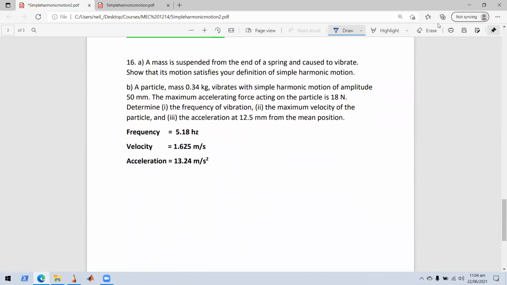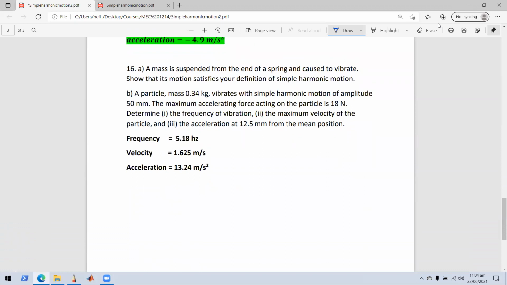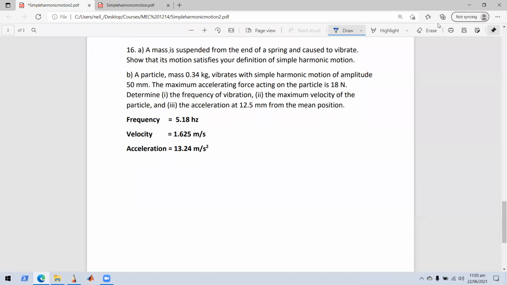Okay. So for number 16, I want you guys to do it. A mass is suspended from the end of a spring and caused to vibrate. Show that its motion satisfies your definition of simple harmonic motion. Let me just do part A, and then you guys will do part B. So part A: a mass is suspended from the end of a spring and caused to vibrate.